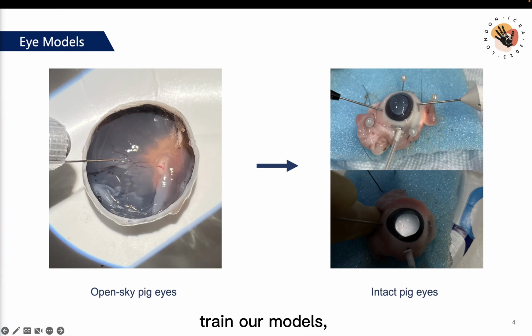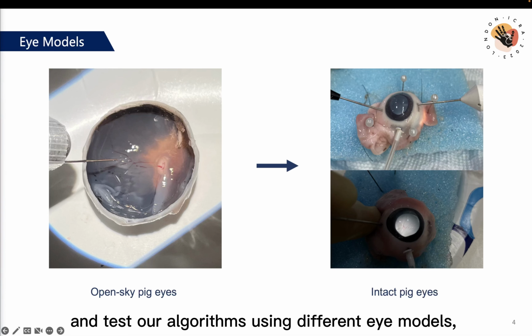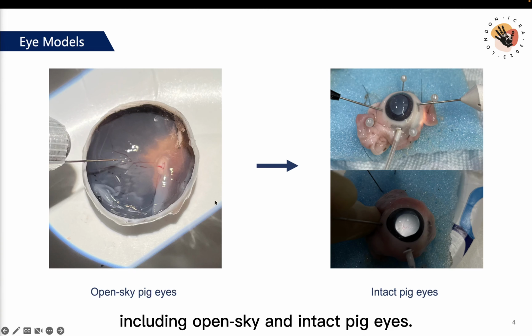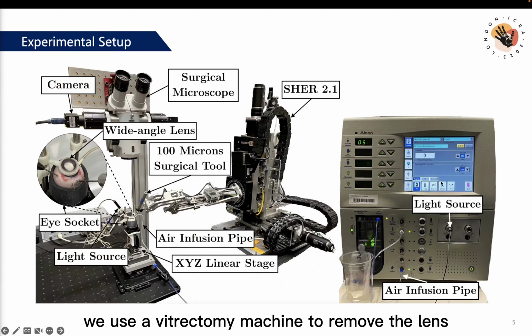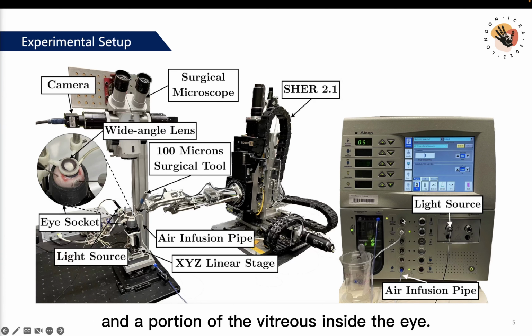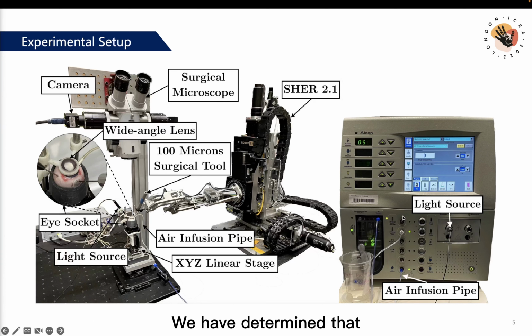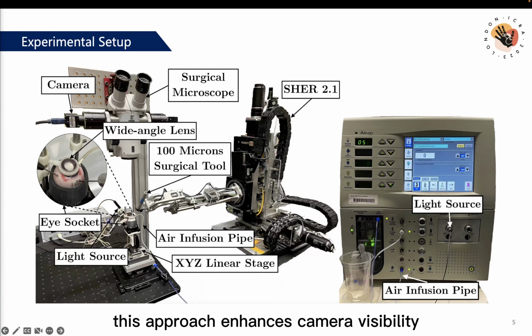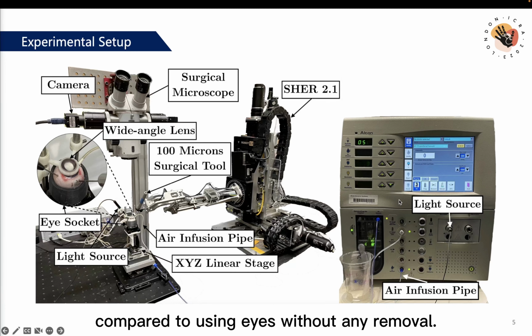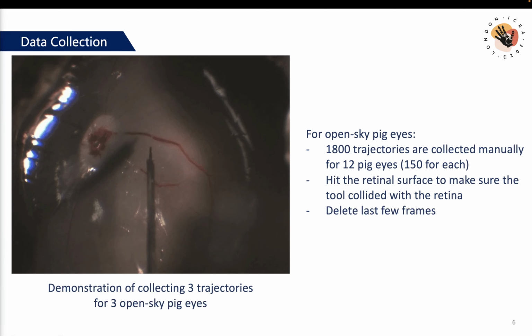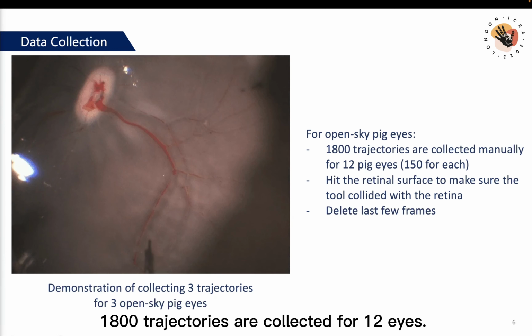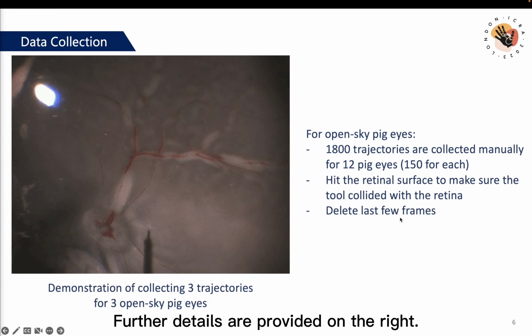We collect data, train our models, and test our algorithms using different eye models, including open sky and intact pig eyes. Here is our experimental setup. For intact eye experiments, we use a vitrectomy machine to remove the lens and a portion of features inside the eye. We have determined that this approach enhances camera visibility compared to using eyes without any removal. We collect our training data manually for pig eye experiments. For open sky eye experiments, 1,800 trajectories are collected for 12 eyes. Further details are provided on the right.